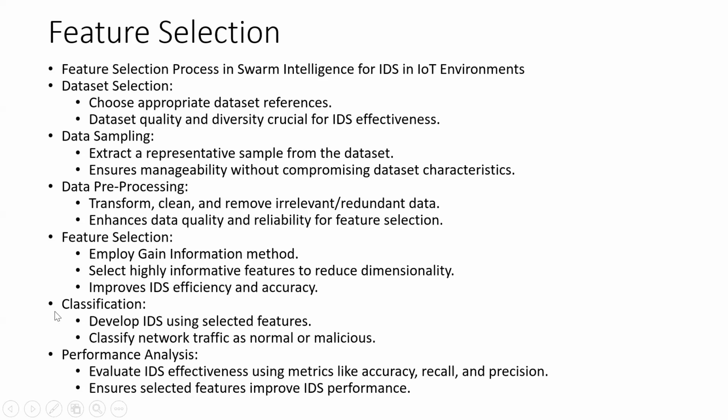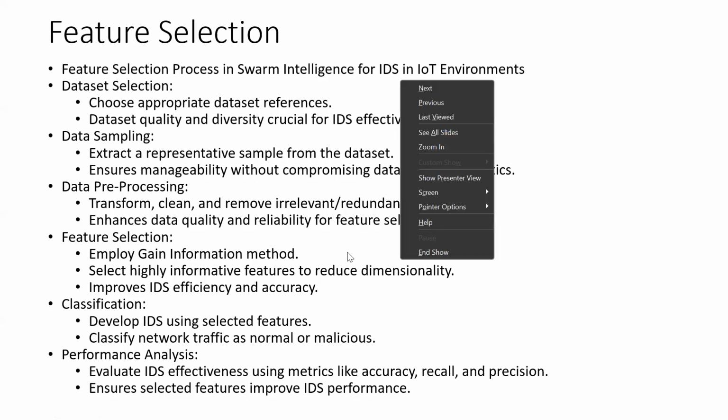The next process is classification. In this classification process, we develop the IDS using selected features and classify network traffic as normal or malicious. And the last process in feature selection is performance analysis. In the performance analysis, we evaluate IDS effectiveness using metrics like accuracy, recall, and precision, and ensure the selected features improve IDS performance.